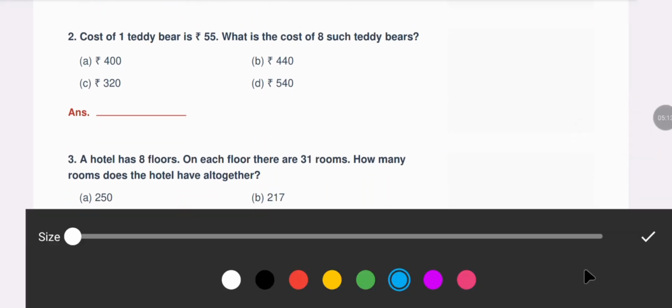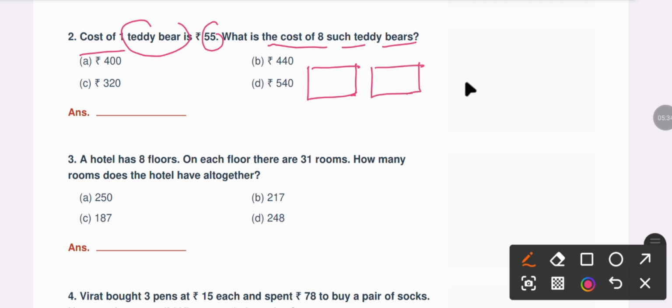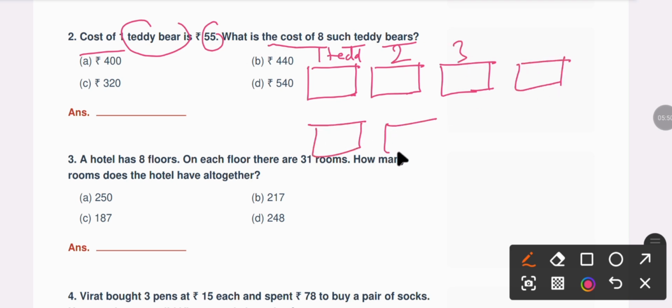Question number 2. Here the cost of 1 teddy bear is 55 rupees. What is the cost of 8 such teddy bears? I'm solving this question by using the group method. Suppose these are the teddy bears. How many teddy bears? 8 teddy bears: first, second, third, fourth, fifth, sixth, seventh, eighth.